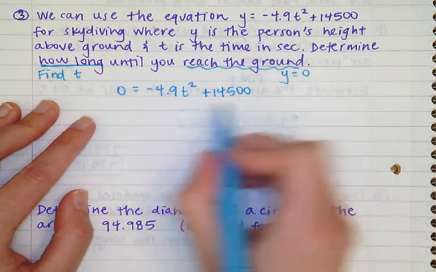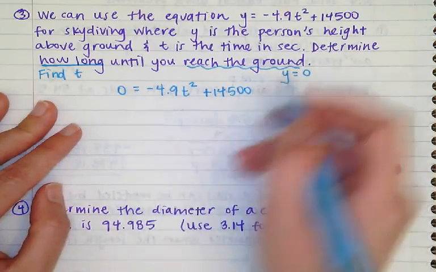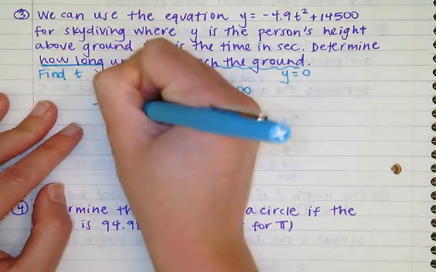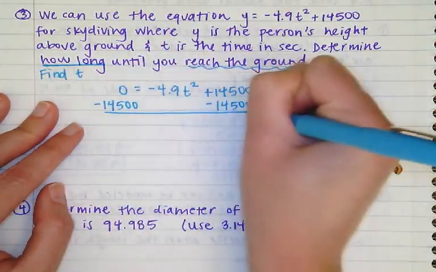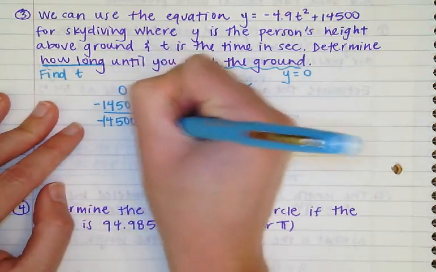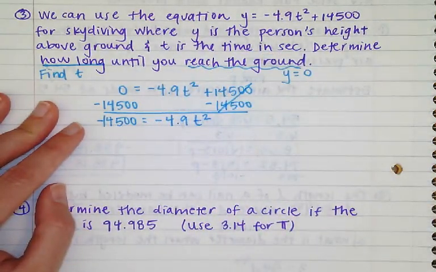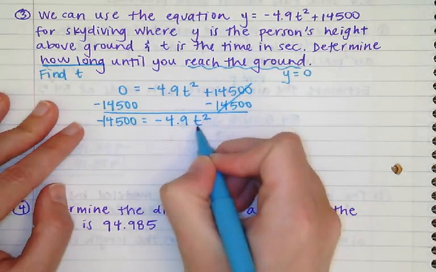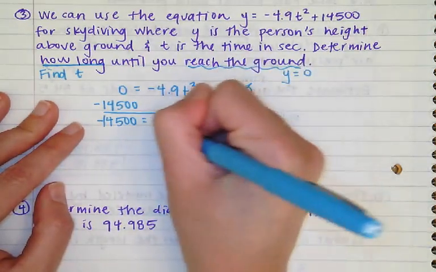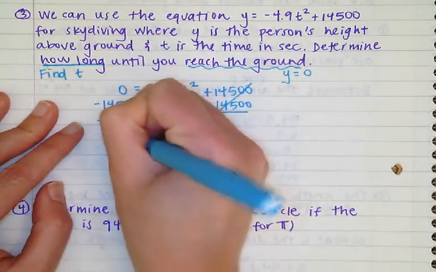Okay, even though this equation doesn't start with a radical, we'll still get to use a radical to solve. So let t by itself. Cancel the 14,500 by subtracting it on both sides. So I get negative 14,500 equals negative 4.9 times t squared. Before I cancel the square, I'm going to have to cancel the negative 4.9 that's multiplying times the t squared. So I'll do the opposite and divide both sides by negative 4.9.